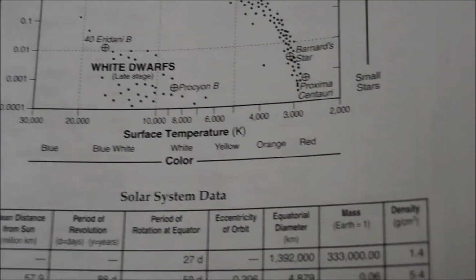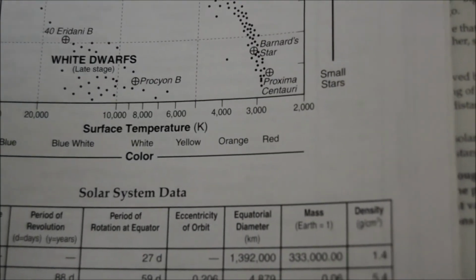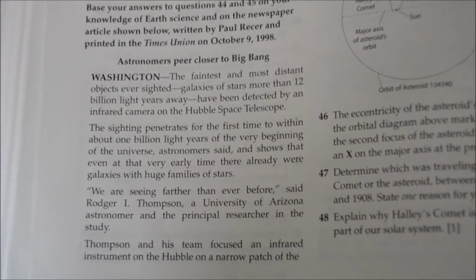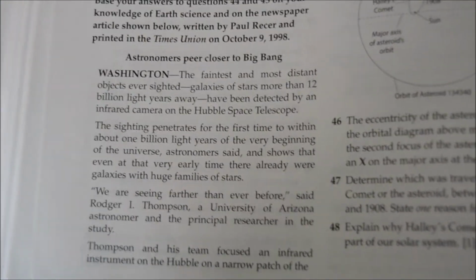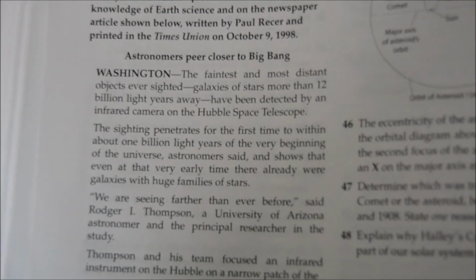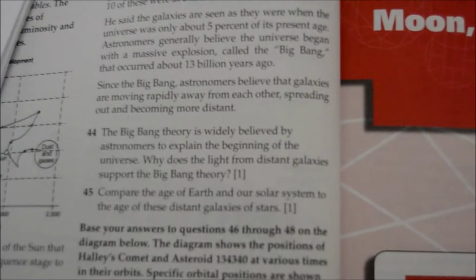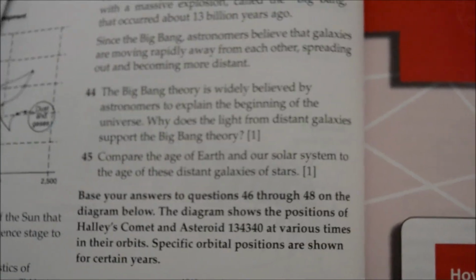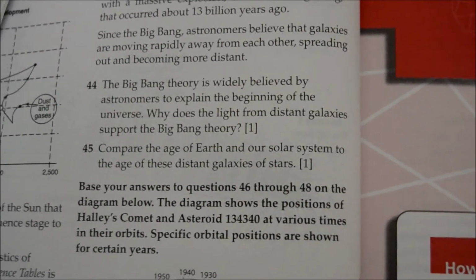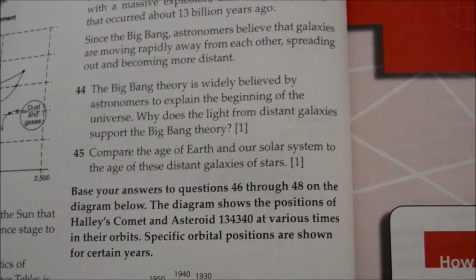Procyon B. All right. Base your answer to question 44 and 45 on your knowledge of earth science and the newspaper article shown below, written by Paul Reisner and printed in the Times Union on October 9th, 1998. All right, I'm going to have you guys read that. Question 44. The Big Bang Theory is widely believed by astronomers to explain the beginning of the universe. Why does the light from distant galaxies support the Big Bang Theory?